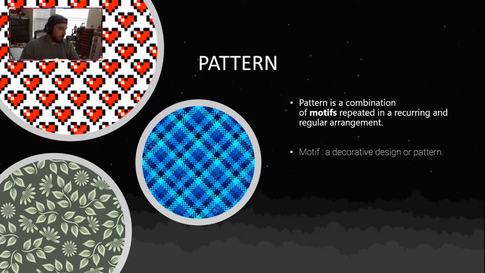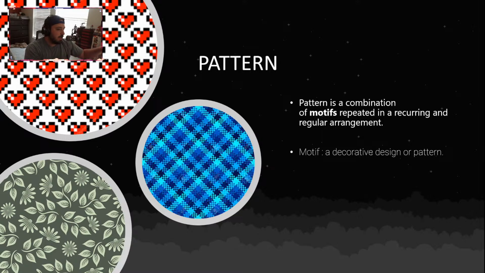The next piece to talk about here is pattern. Somebody already kind of mentioned pattern a little bit, okay? We mentioned that pattern is a combination of motifs, okay? And we'll talk about a motif. If any of you haven't heard what a motif is, then here's a definition for it, okay? Motif is a decorative design or pattern. So it's almost a little bit of a circular definition here, but pattern is a combination of motifs repeated in a recurring, regular arrangement, okay?